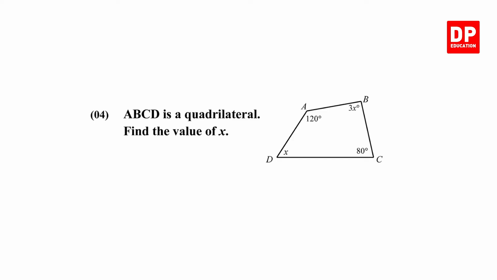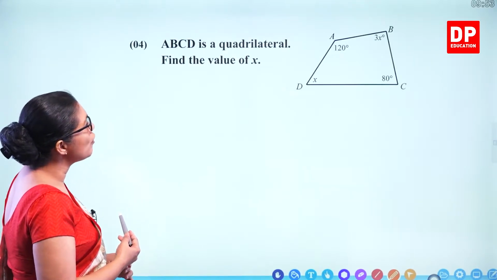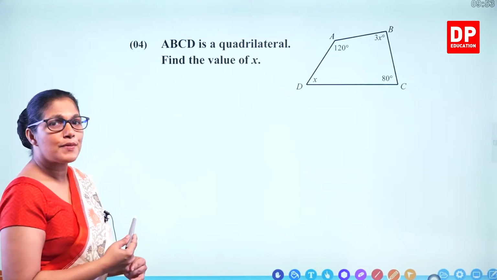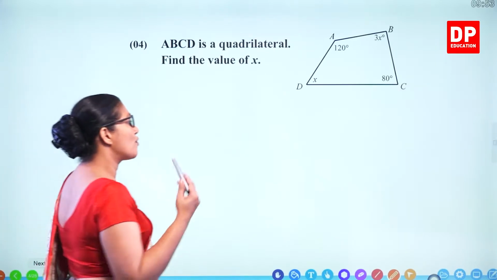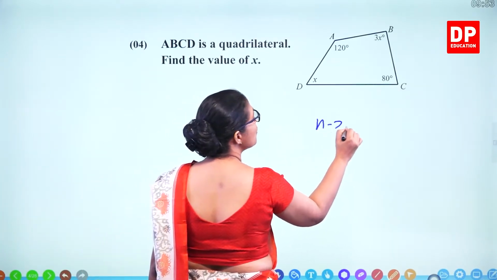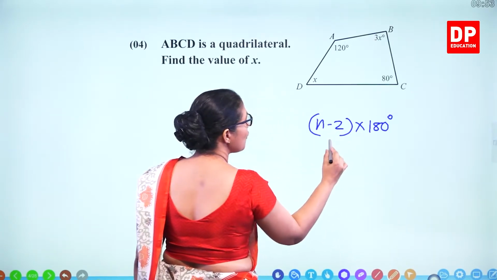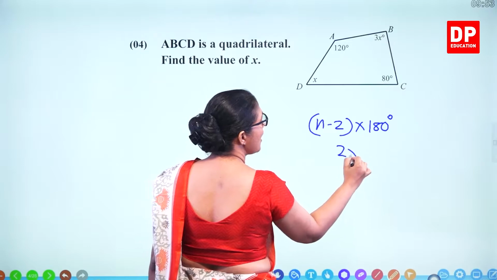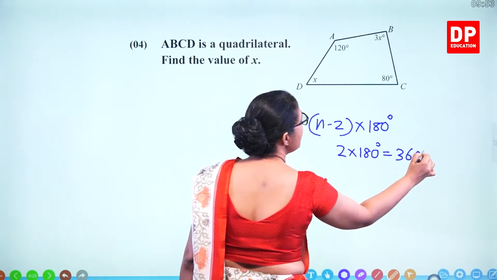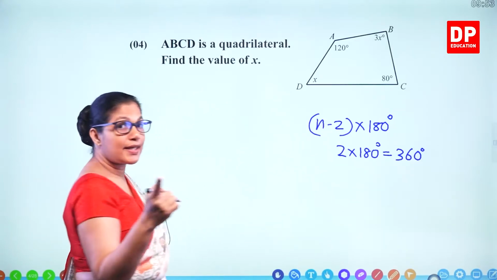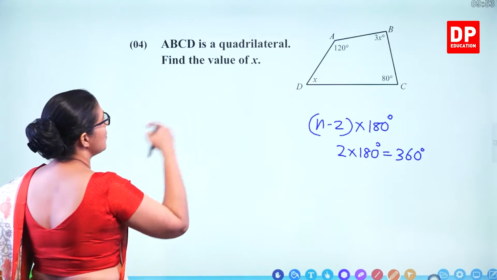Question number 4. This is a quadrilateral. ABCD is a quadrilateral. Find the value of x. What's the sum of angles in a quadrilateral? 360. If you can't remember, then n minus 2 into 180. So you can do 4 minus 2, 2 times 180. That's 360. So remember this also. If you get a pentagon, n is 5. 5 minus 2 into 180. Now this is a quadrilateral.